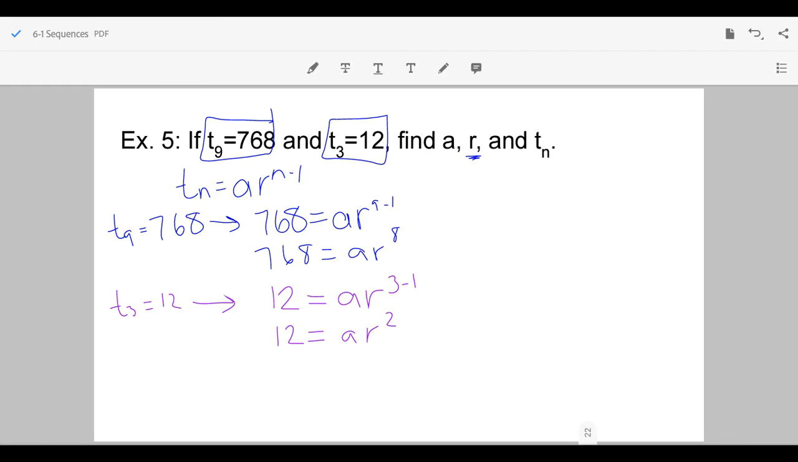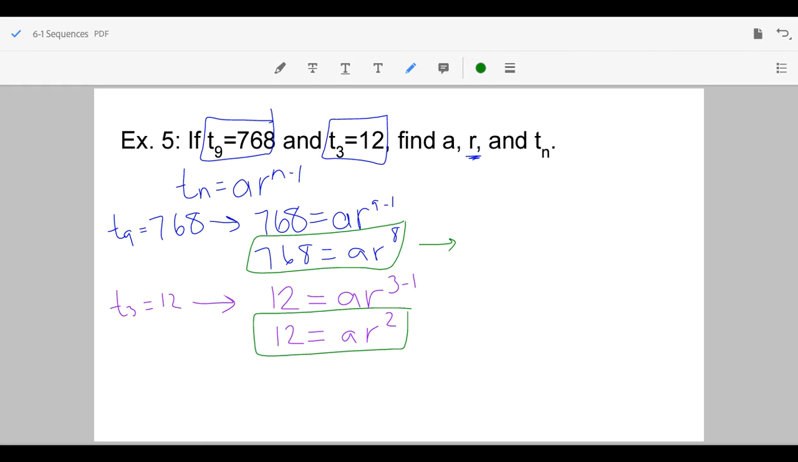So we have 2 equations with 2 unknowns, which means we can definitely solve for both of those unknowns. For this one, I'm going to rearrange both of them so that I have a by itself, so then we can set them equal to each other and find out what r equals, and then from there find out what a equals. So here we have a by itself will be 768 divided by r to the exponent 8. And for this one, a is equal to 12 divided by r squared.